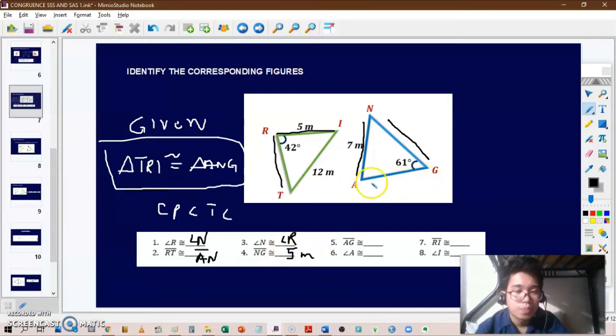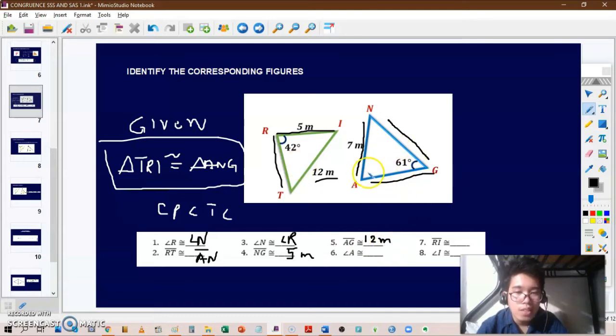So how about AG? What is the corresponding part of line segment AG on TRI? Its corresponding part on TRI is line segment TI, and we know that line segment TI measures 12 meters. We can say that line segment AG also measures 12 meters.